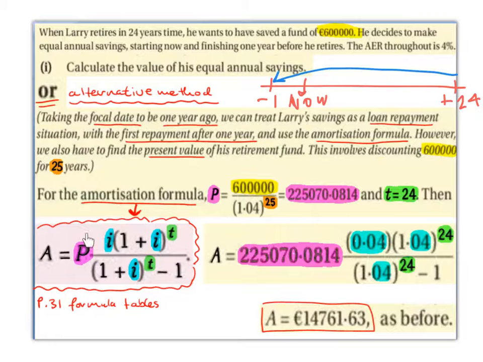So we swap the P for 225,070.0814. We swap the 3 i's for 0.04, because remember it's 4%. And we swap the 2 t's for 24, because he's saving for 24 years. And we end up with €14,761.63, which is the same as we got in the last slide.